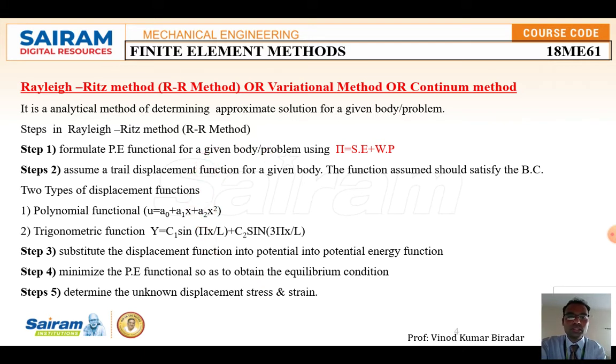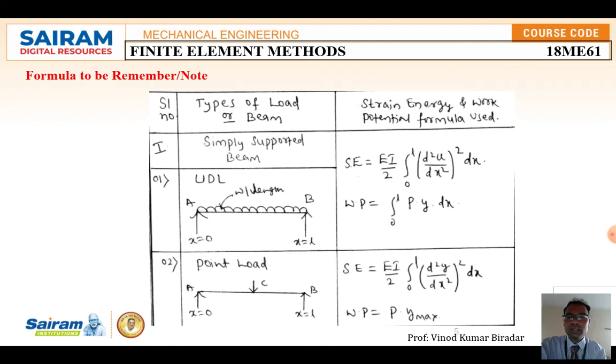Before solving, we have different types of Rayleigh-Ritz method formulas for beams, and you have to remember these formulas, based on the type of load or beam. In the given question, for a simply supported beam with UDL, you have to remember this formula: strain energy is equal to EI by 2 integral from 0 to L of (d²y/dx²)² dx. Work potential is integral from 0 to L of P into y dx, where P is the load and y is the deflection. This is for a simply supported beam with UDL.